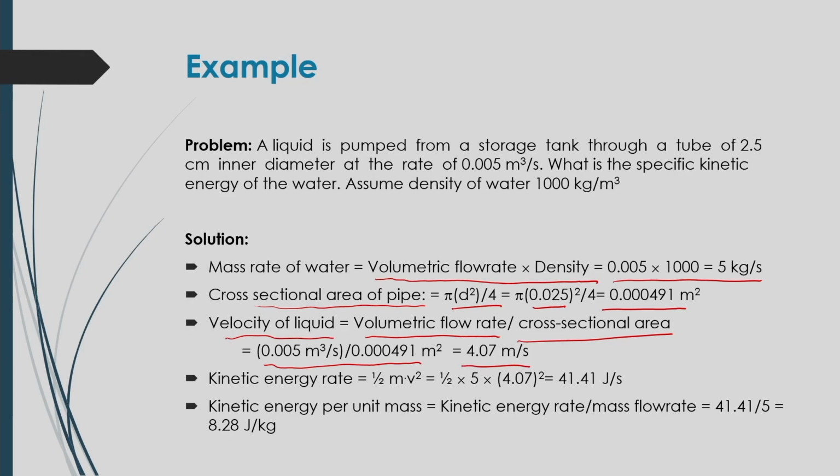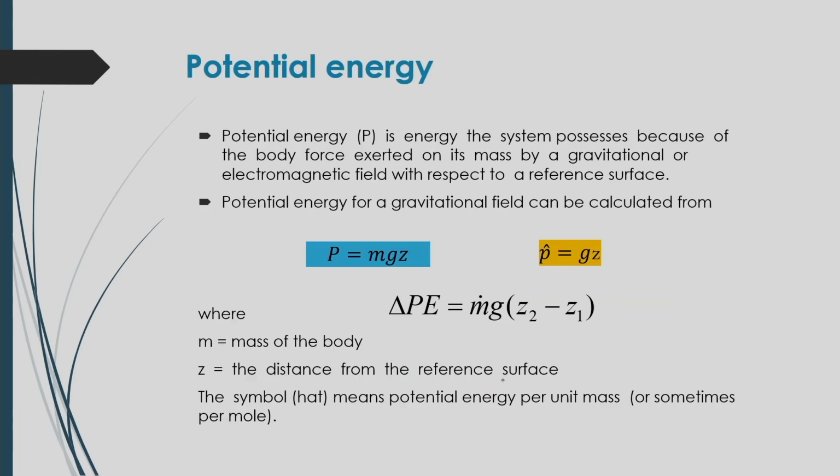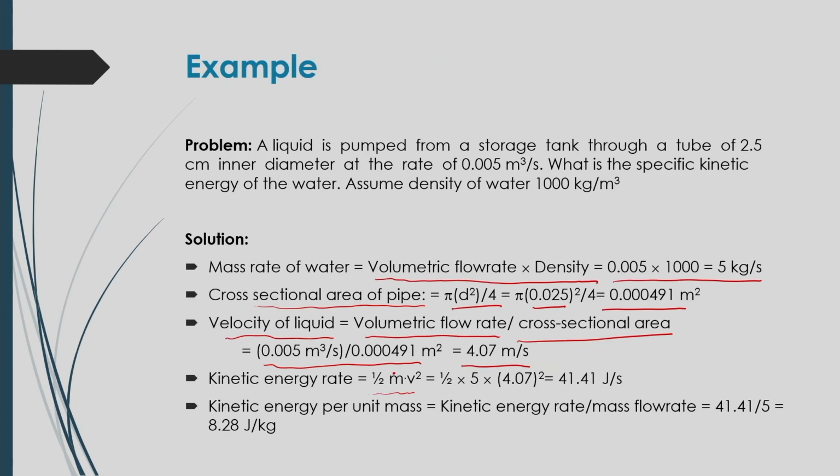So kinetic energy rate will be equal to half m v square. After substitution of this mass flow rate and that velocity, finally you can get this kinetic energy rate as 41.41 joule per second. Now kinetic energy per unit mass is regarded as the specific kinetic energy. That can be calculated just by dividing this kinetic energy by its mass flow rate, then it will be coming as 8.28 joule per kg here.